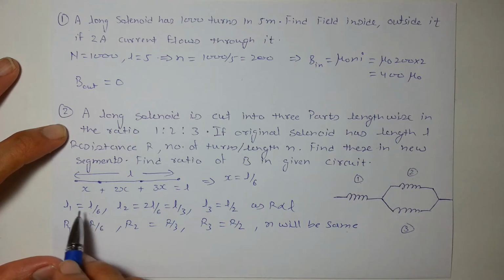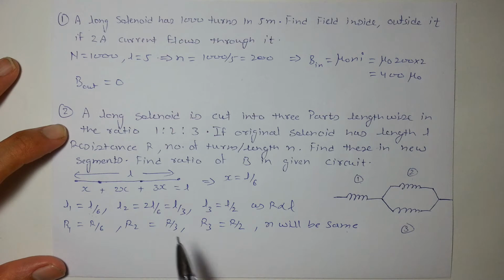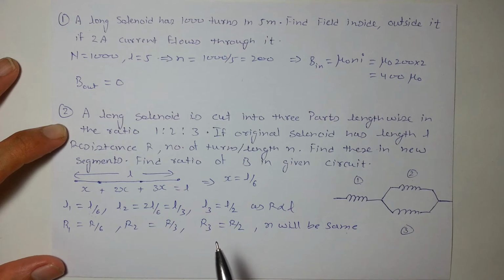So it is like density. When you cut a rod, you can't change the density by cutting a rod. Okay, so it is number of turns in a meter. You can't change that value by cutting a rod or solenoid.